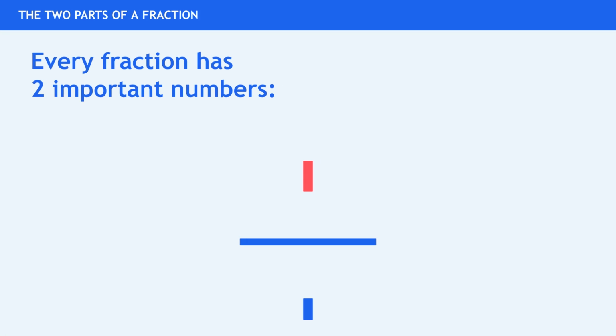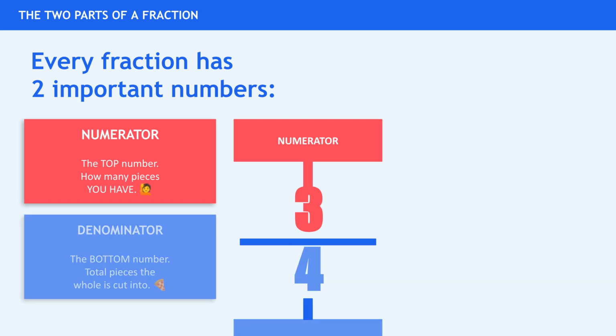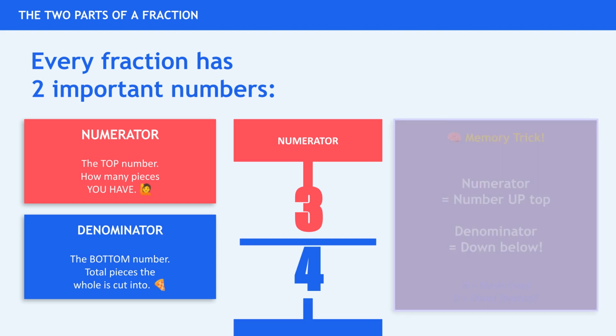Every fraction has 2 numbers. The top number is called the numerator. It tells you how many pieces you have. The bottom number is called the denominator. It tells you how many pieces the whole thing was cut into. Easy memory trick. N for north, numerator is on top. D for down, denominator is at the bottom.